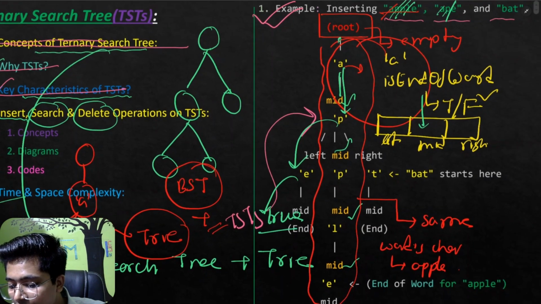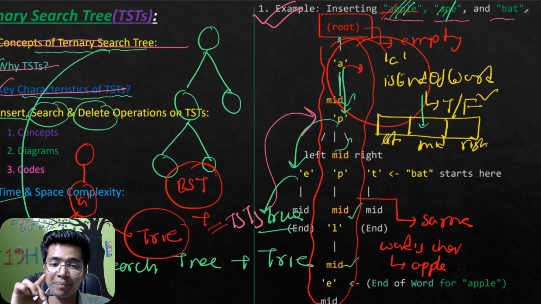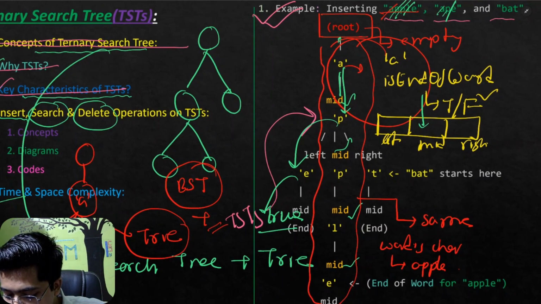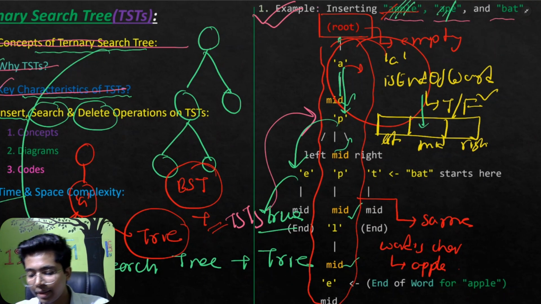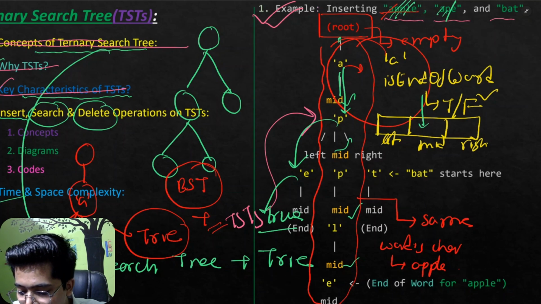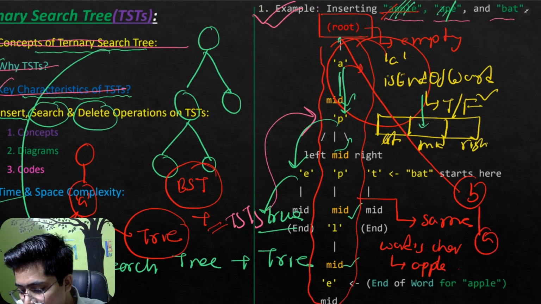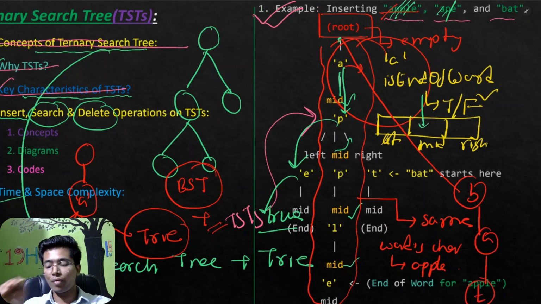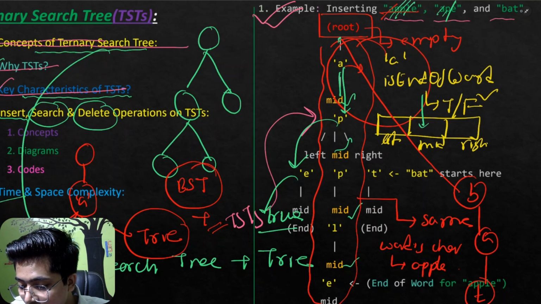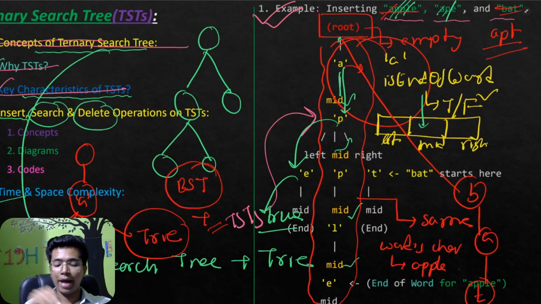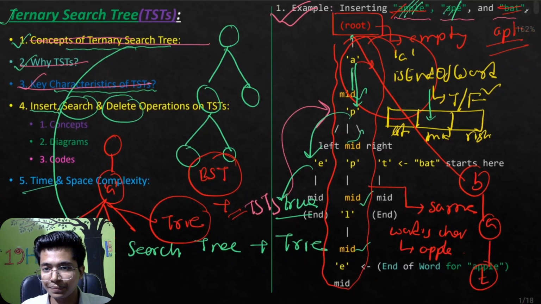Now again we came to the insertion of bat. B is not existing, so we created B here. Oh, actually, here is another example. Here APT has been inserted, but if we would insert bat, then we would insert the letter B from here, then the letter A, then the letter T. So the diagram is actually not of bat, it is of APE and APT. That is the introductory diagram. We have understood ternary search trees.